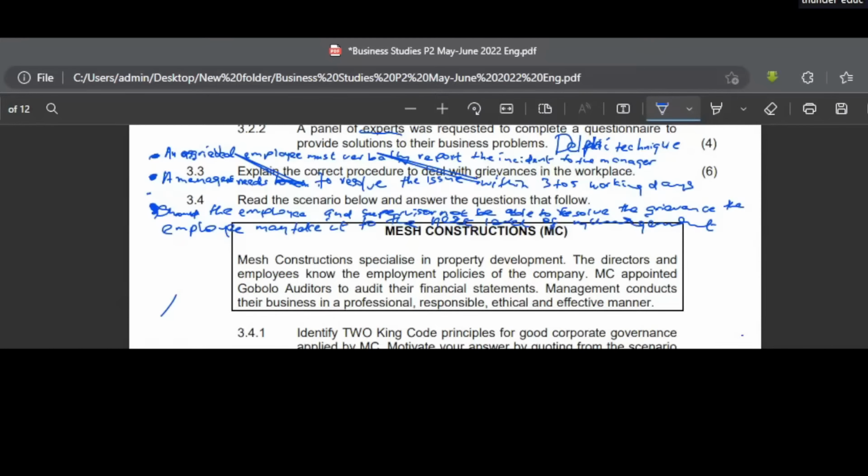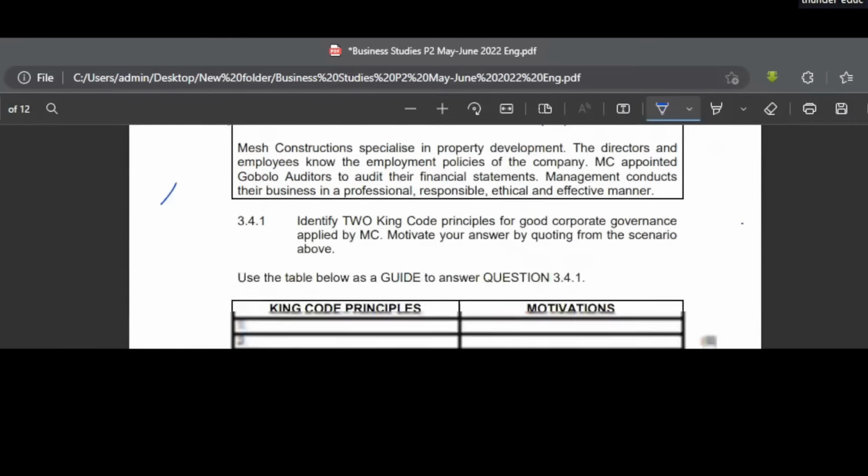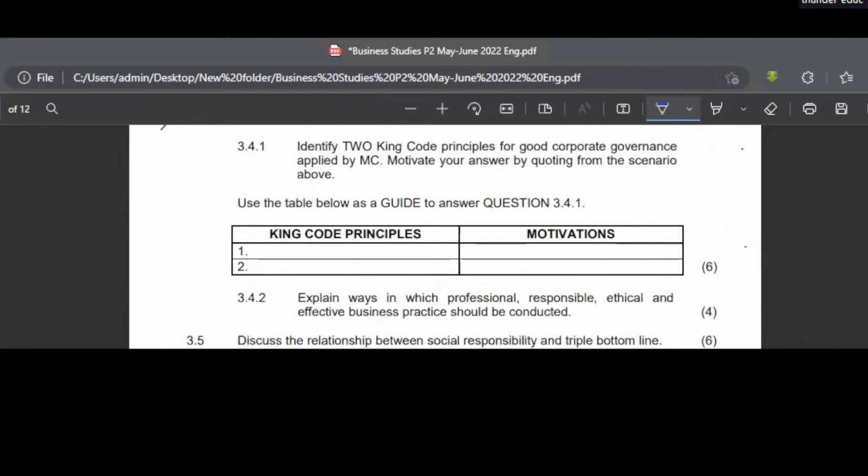So now the question reads as follows, which is 3.4.1. Identify two King Code principles for good corporate governance applied by MC. Motivate your answer by quoting from the scenario.